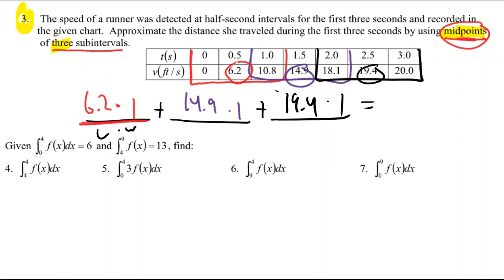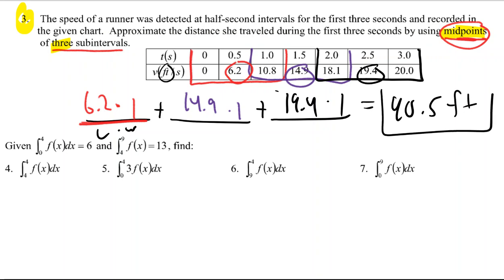And we use our calculator there. I guess we didn't have to use our calculator on that one, but 40.5, and since this is feet per second and this is second, distance would be feet still. .5 feet.